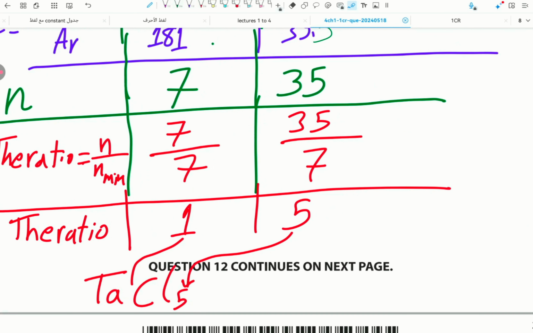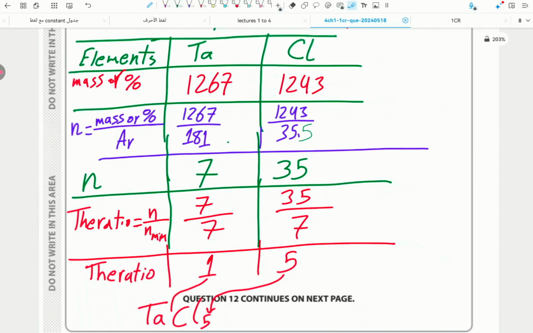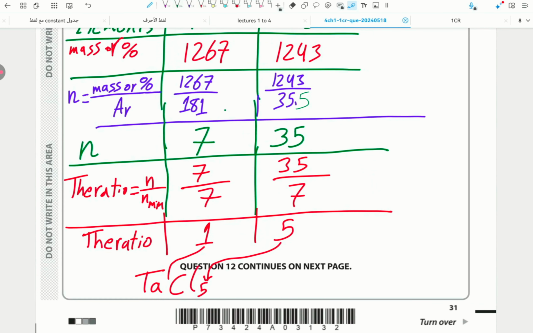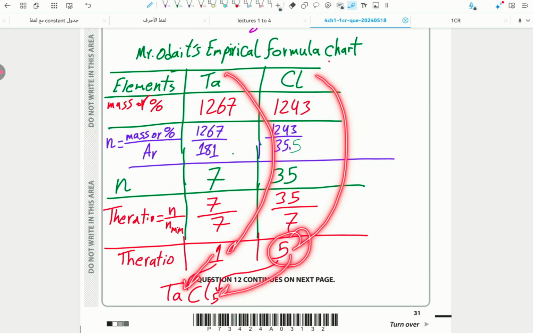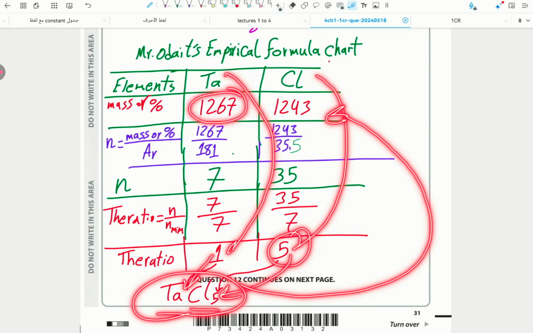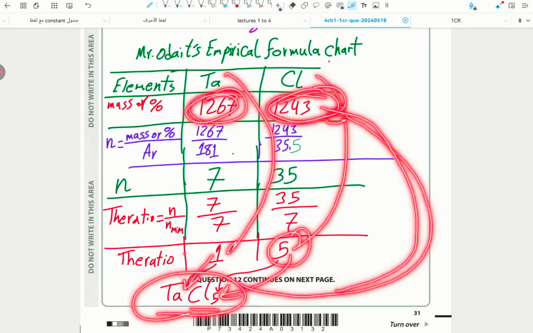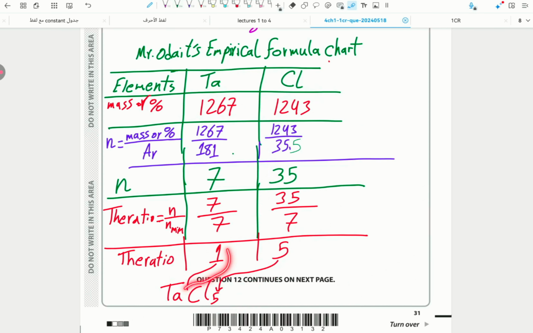We divide both of them over the minimum, so that this is going to be 1, tantalum 1, and chloride will be 5. So the formula is tantalum Cl5. After we divide them over number of moles minimum, we say the ratio. The ratio means each one tantalum atom needs 5 chloride atoms to make the formula. So these masses need these ratios, and these ratios give this formula.